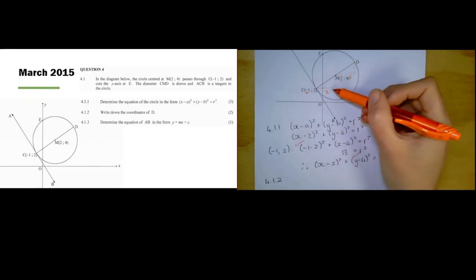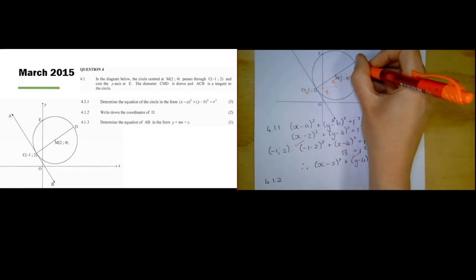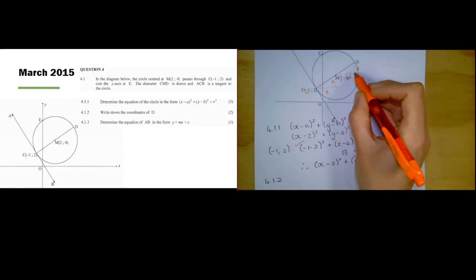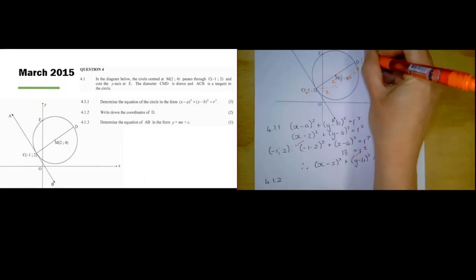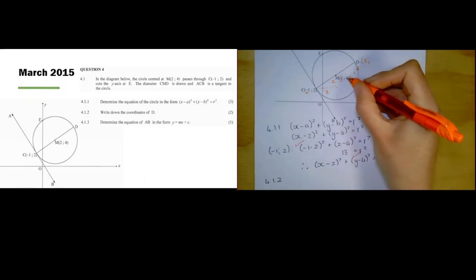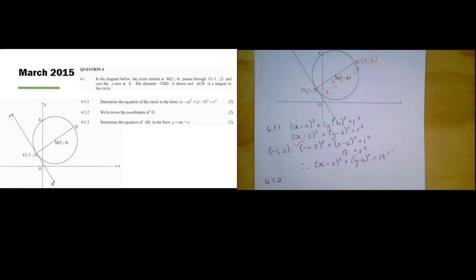My y's go from 2 to 4. That's a vertical move of 2, so that must also be 2. So if I move 3 units on from 2, that would give me 5. And if I move 2 units up from 4, that would give me 6. So D is the coordinate (5; 6). And you'll see it's just 2 marks. The 2 marks go for the 5 and the 6 in the coordinate form.